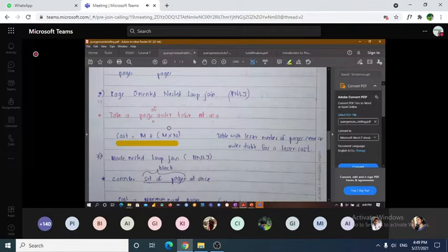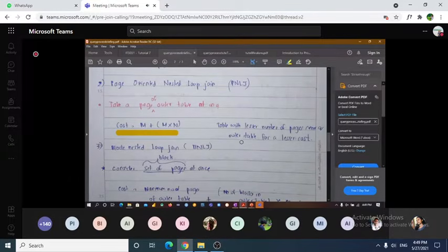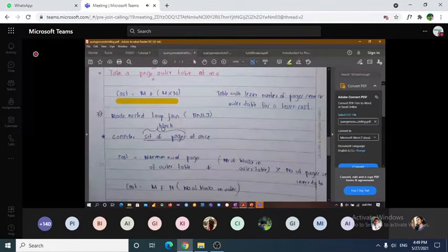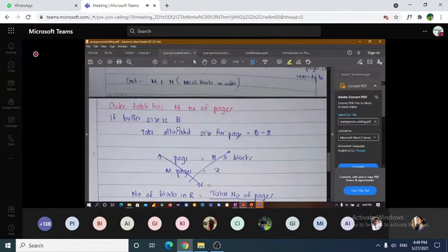Then the next one I told was block nested loop join. There we are taking a set of pages. Initially a record, then a page, now a set of pages. So a set of pages is a block. To find the block, you should know the buffer size. It would have been given that the buffer size is 5 or 20 or something.